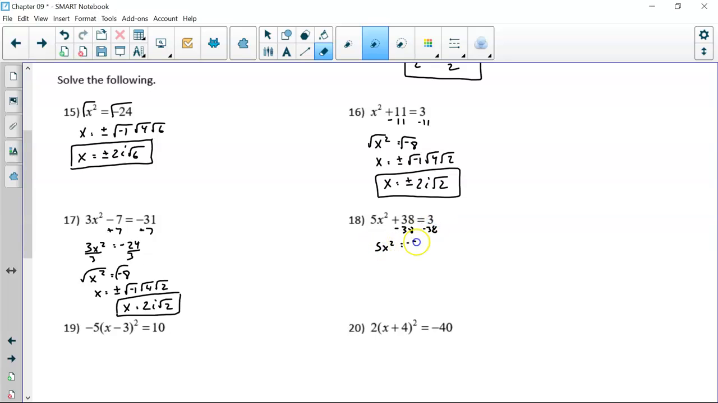Number 18, subtract the 38 from both sides. 5x squared equals negative 35. Divide both sides by 5. x squared equals negative 7. Take the square root of both sides. x equals, two solutions, plus or minus, square root of negative 1, the square root of 7. So x equals plus or minus i root 7. And that's our answer.